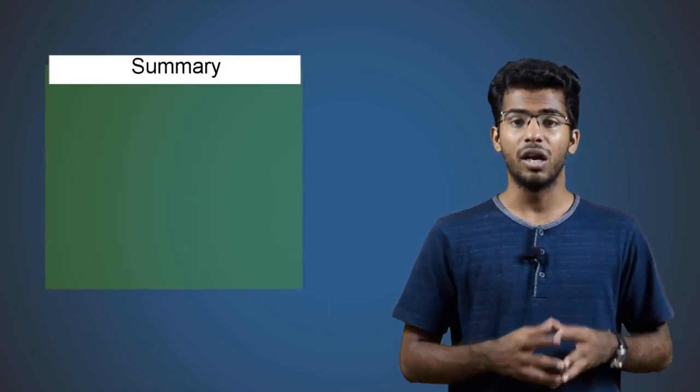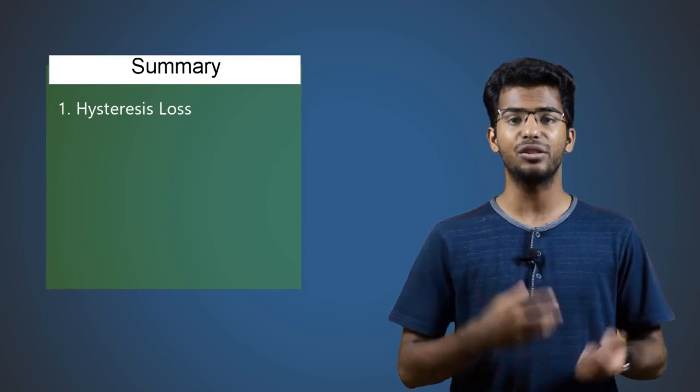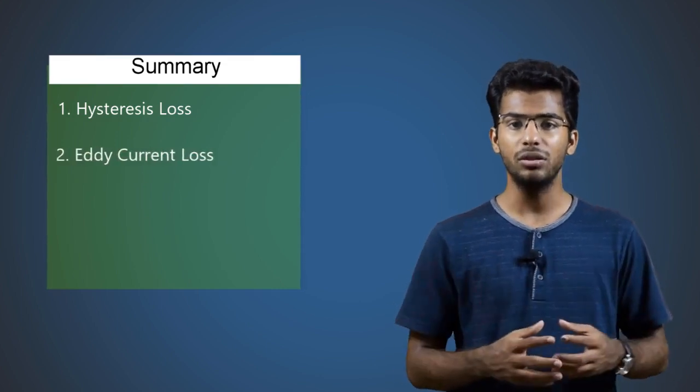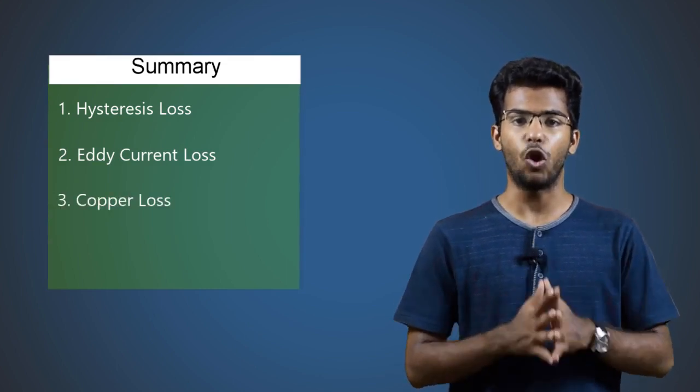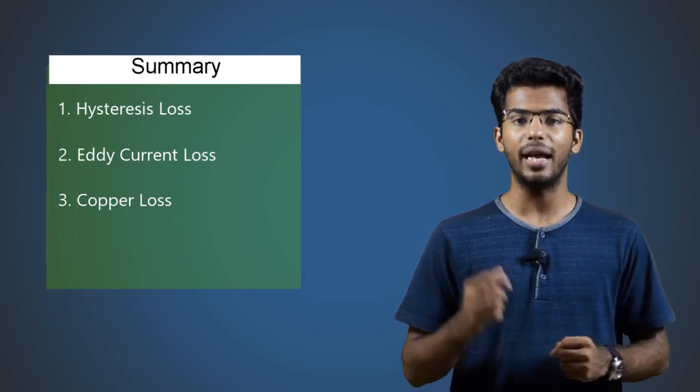To sum up, we have learnt about hysteresis loss, which is due to the reversal of magnetization of the core, eddy current loss, which increases the temperature of the core, and finally the copper loss, which is due to the primary and secondary coils. In actual transformers, we try to avoid these losses as much as possible because it hurts the efficiency of the transformer. In the next video, we learn about the efficiency of the transformer and understand the factors which increase the efficiency.